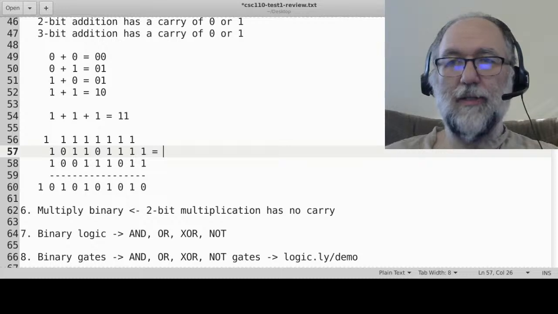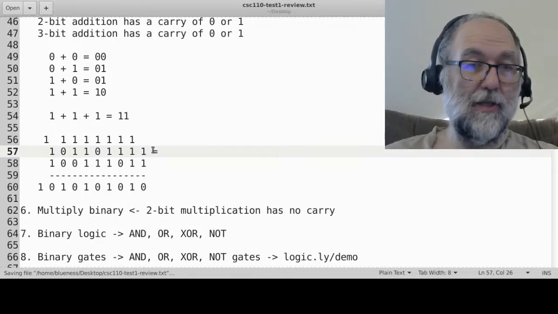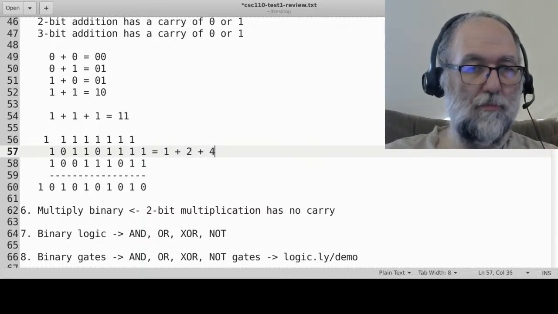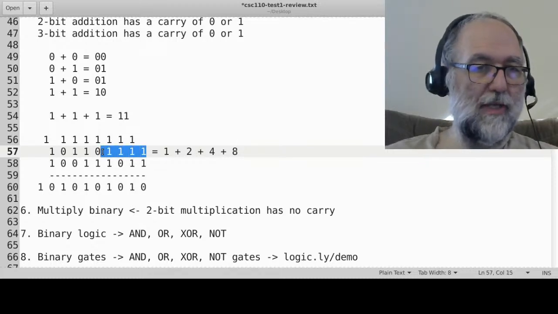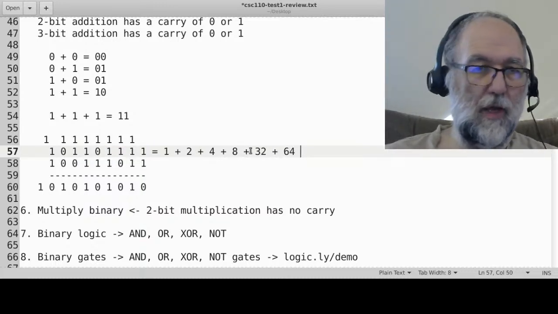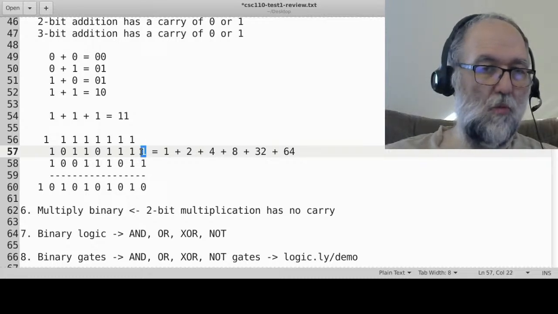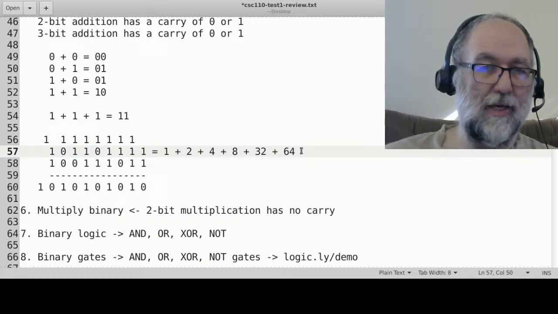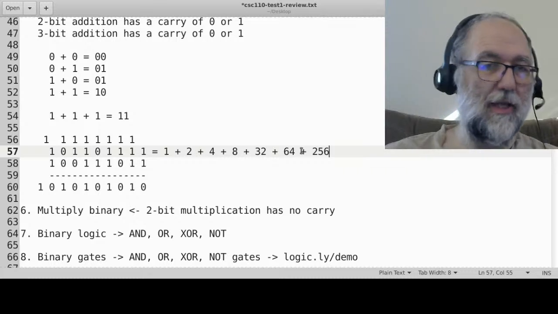I hope I'm not boring you here, but if you find this easy, that's good. That means you understand it. So here I have a 1, a 2, a 4, and an 8. So that's 1 plus 2 plus 4 plus 8. No 16. A 32 and a 64. So plus 32 plus 64. Okay, so let's start again. 1, 2, 4, 8, 16, 32, 64. No 128. And after that, it's 256. So plus a 256 there, like that.